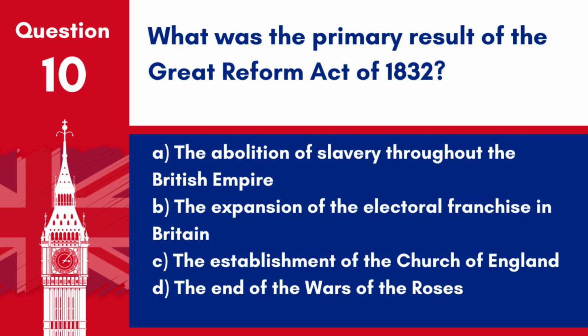Question 10. What was the primary result of the Great Reform Act of 1832? A. The abolition of slavery throughout the British Empire. B. The expansion of the electoral franchise in Britain. C. The establishment of the Church of England. D. The end of the Wars of the Roses.